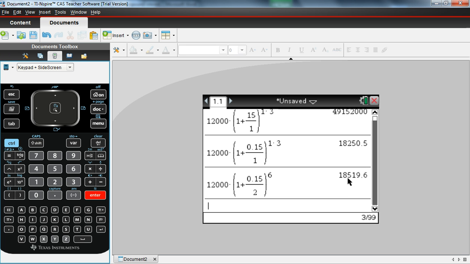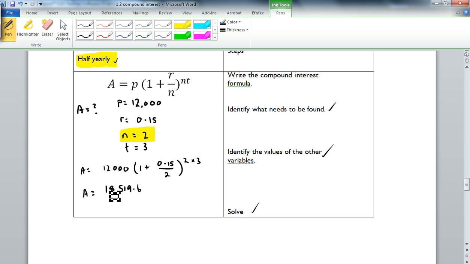So it's 18,519.6. And again, we should really write a statement. So the amount to be repaid is 18,000. We can put a dollar sign in now, and the 9.60 after 3 years.